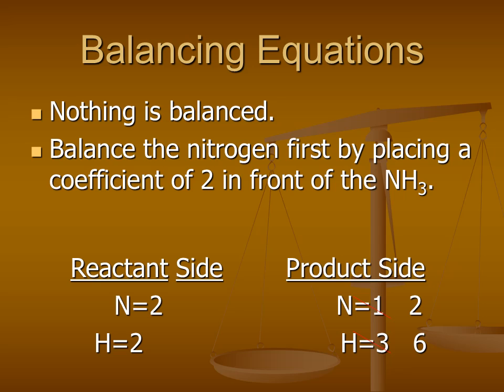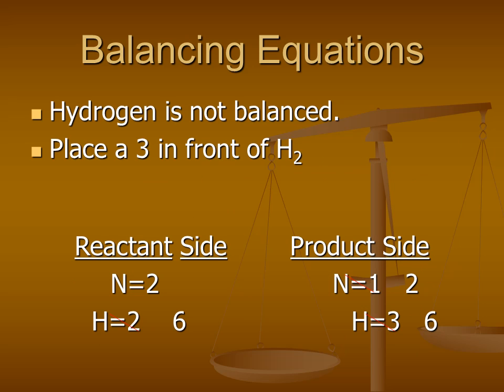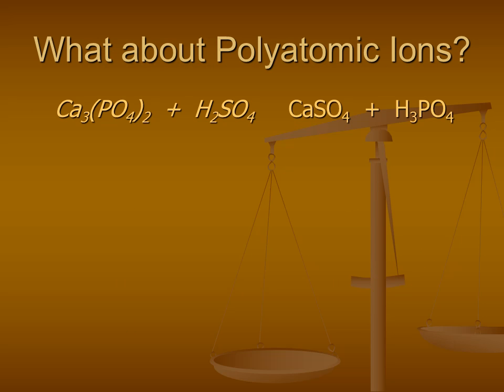So first balance the nitrogen by placing a coefficient of 2 in front of NH3. What that does is makes N2, and then 2 times 3 is 6. It makes H6. So now hydrogen isn't balanced. We're going to place a 3 in front of H2, and that's going to make hydrogen 6. Now everything is balanced.